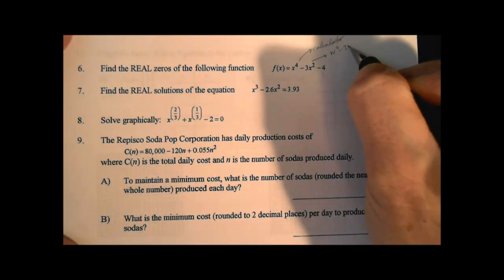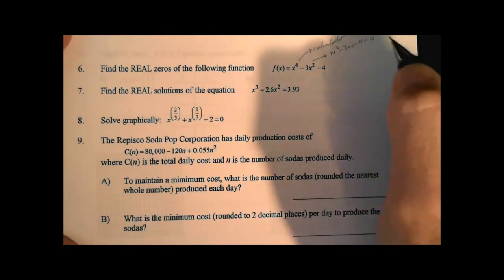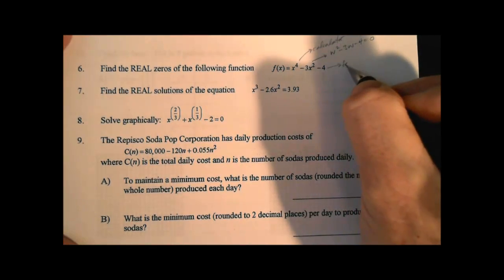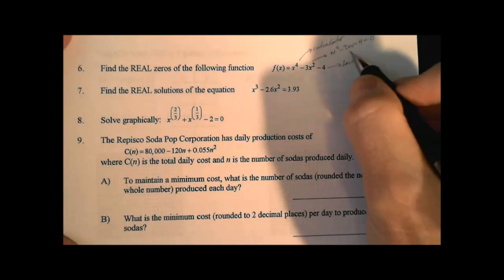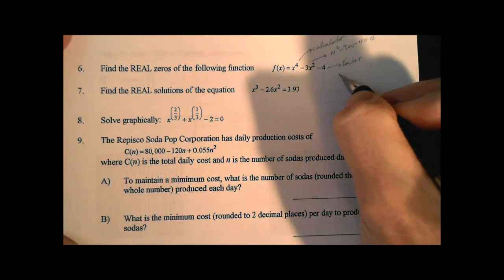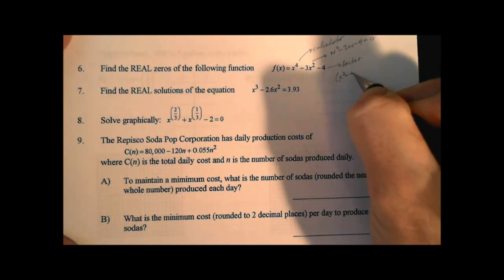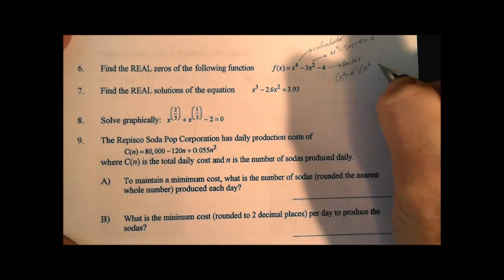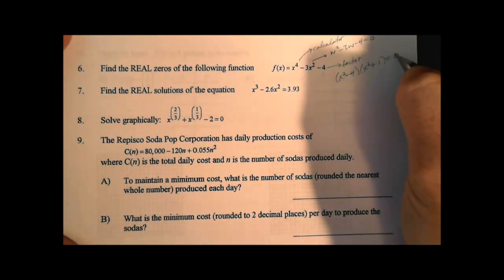w squared minus 3w minus 4 equals 0. I'm just going to go ahead and factor it because it does factor. If we required the quadratic formula, the w substitution might be useful. I'm going to factor this as x squared minus 4 times x squared plus 1 equals 0.